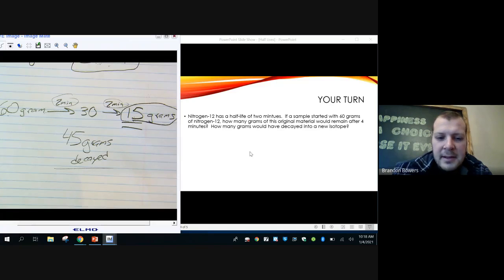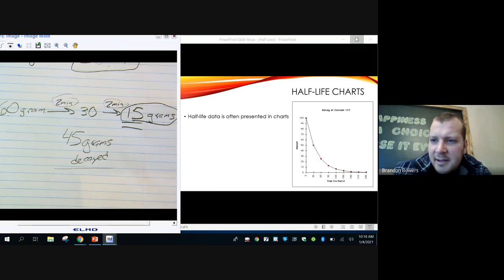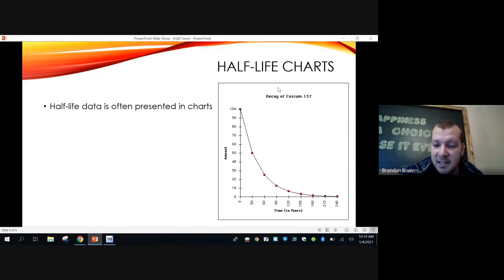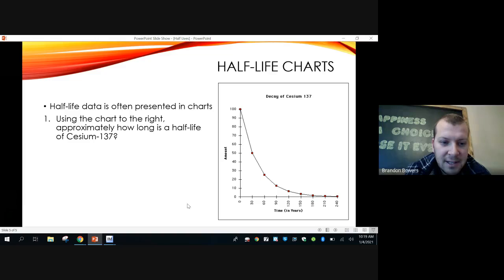All right, and then I just want to show you what a graph kind of looks like, because half-life is often presented in charts, like on the PowerPoint. So if you look at this, how long is a half-life? If I look at this graph and I ask you how long is a half-life? Well, you look at the amount. The amount is 100. Half of 100 is 50. How much time passed? Well, hopefully you answered 30 years. And that's the first question.